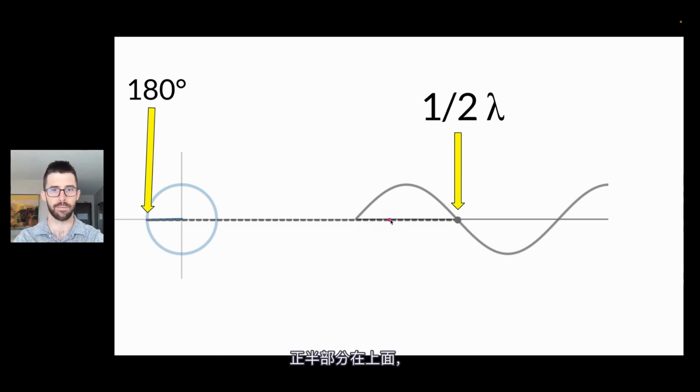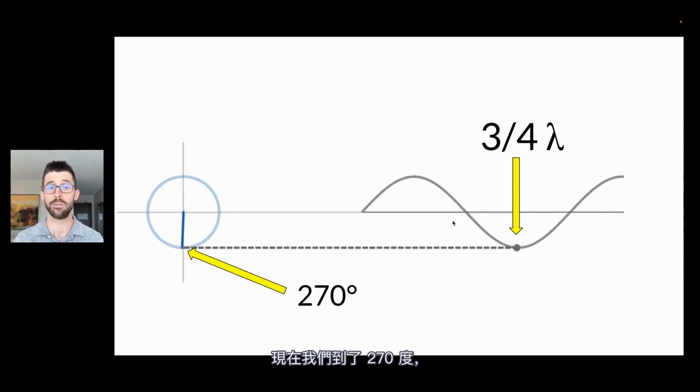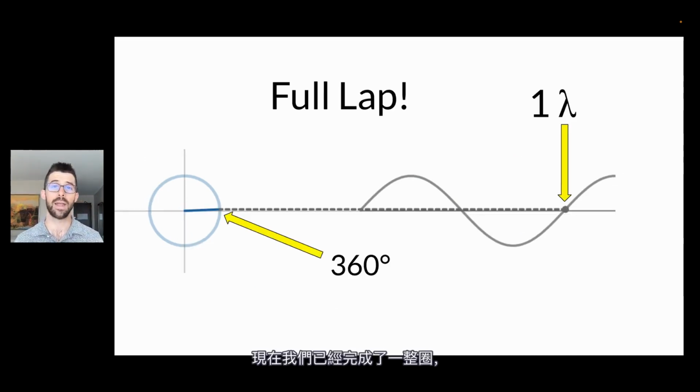The positive half is up here, and negative will be below. So it's an even half and half for a sine wave at least. Now we're around to 270 degrees, and that's 3/4 wavelength. And now we have made a full lap.